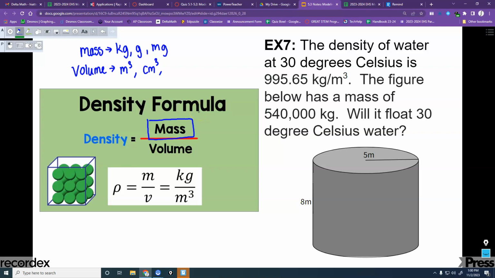And then there's another way we can measure volume. Sometimes, particularly for liquids, a lot of times we don't use cubic meters, cubic centimeters. What do we use for liquids a lot?